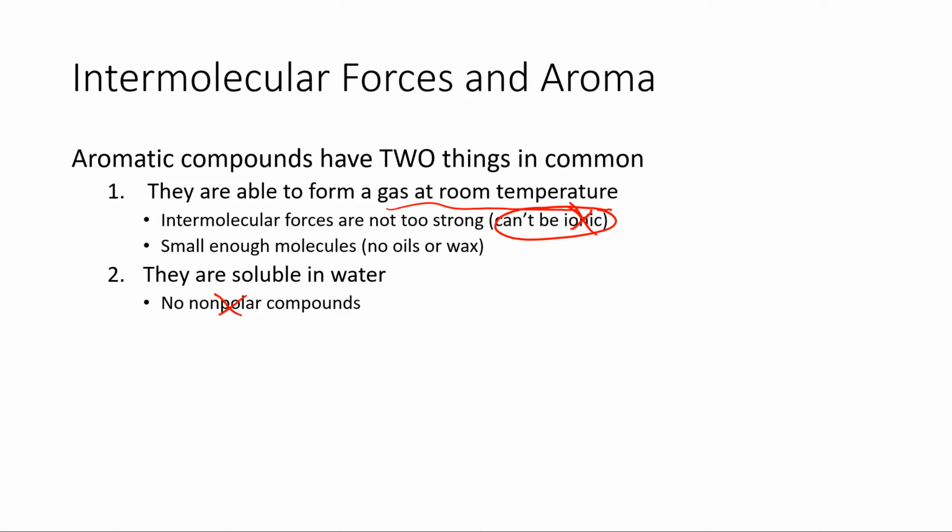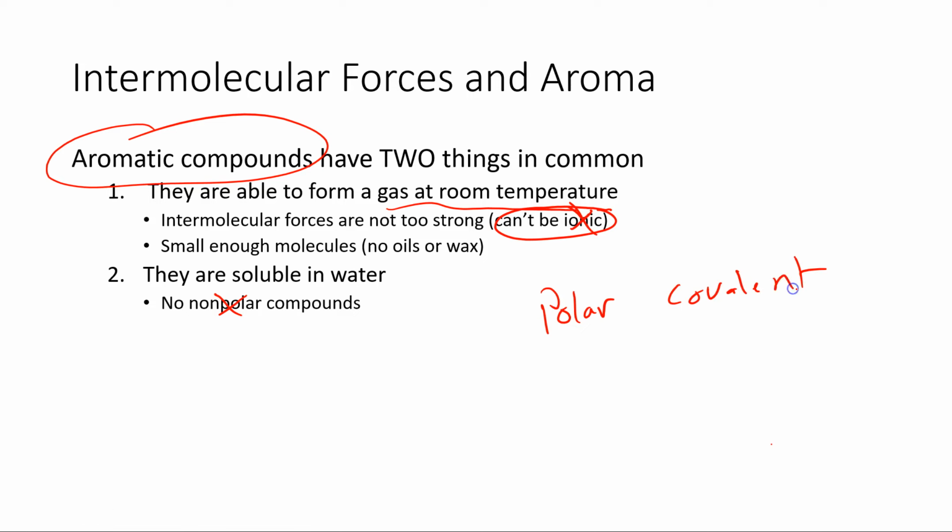So what are we left with? Aromatic compounds tend to be polar covalent, right? Because they need to be able to actually form a gas at room temperature reasonably well, and they need to be soluble in water. Ionic compounds boil at very high temperatures, typically, therefore do not form gases at room temperature. That rules those out. Nonpolar compounds are not soluble in water. That rules those out. So the types of compounds that we tend to be able to detect an aroma from are polar covalent compounds. Now, why is that exactly?